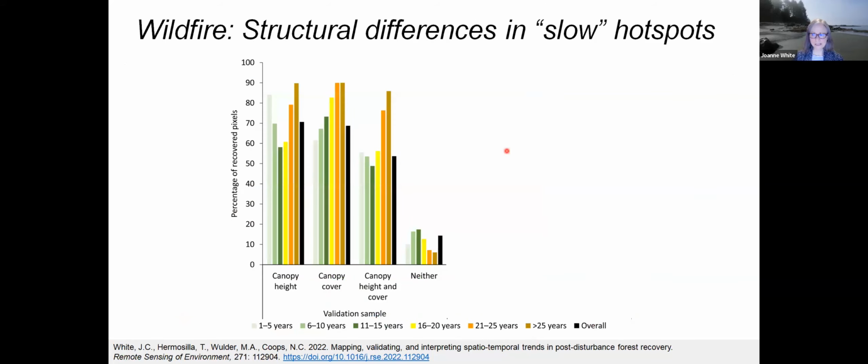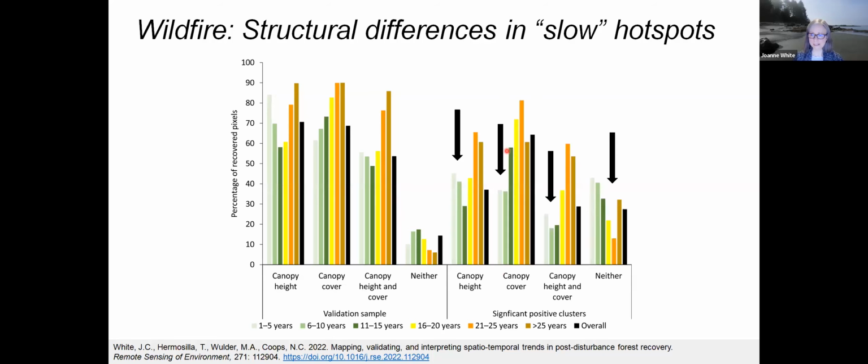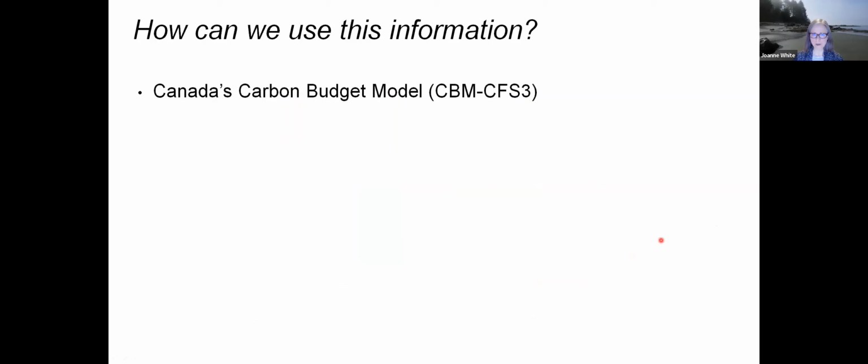So we've also investigated these hotspots of slower recovery with airborne LiDAR data to find out if there's actually a structural difference that manifests in these areas. And indeed, there is. So we find that areas that are identified as these significant slow hotspots are less likely to achieve benchmarks of canopy height or cover, particularly for stands that have rapid spectral recovery in these areas. So there is a structural difference that is happening there as well.